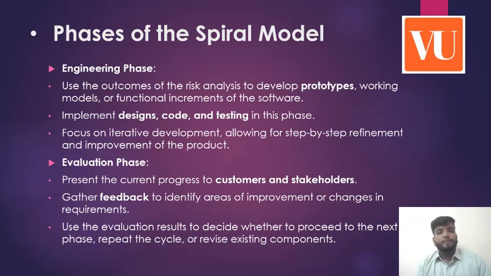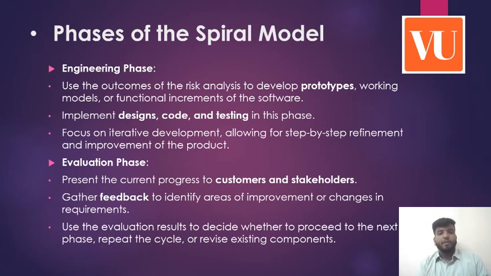Now, the phases of the spiral model continued. First is the engineering phase. Use the outcomes of the risk analysis to develop prototypes, working models, or functional increments of the software. Second is implement design, code, and testing in this phase. Third point is focus on iterative development, allowing for step-by-step refinement and improvement of the product.